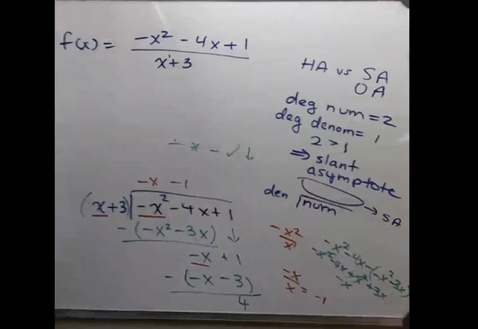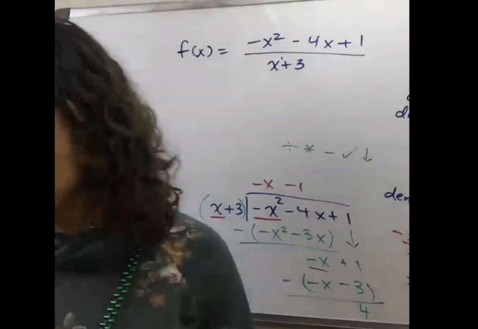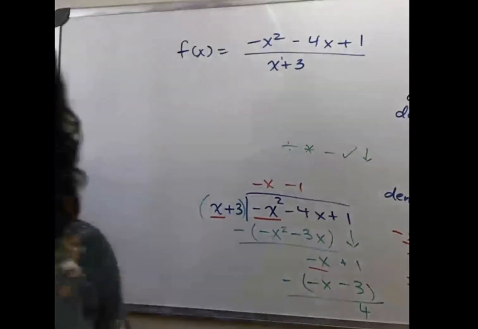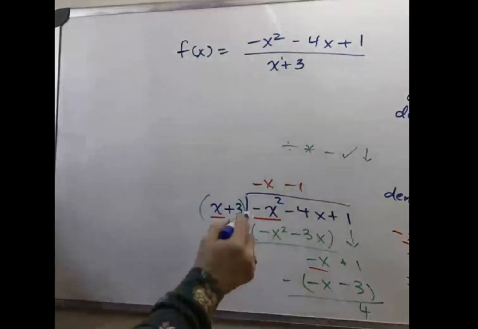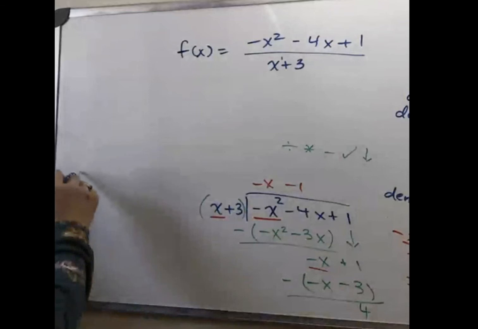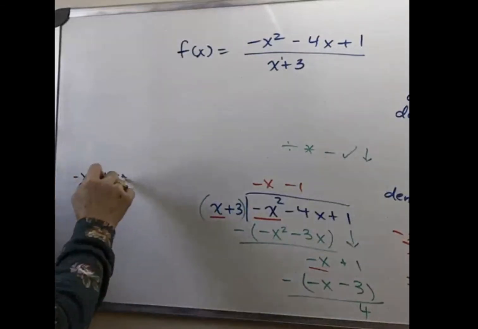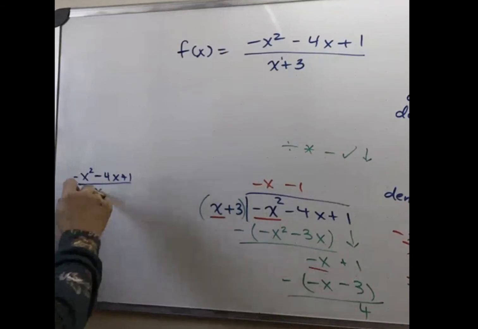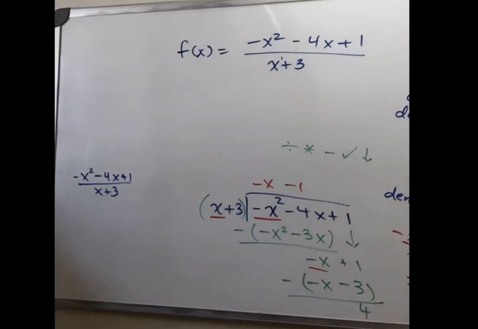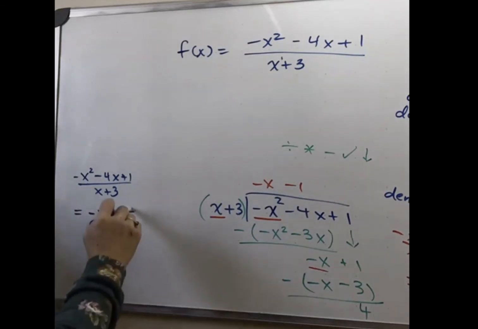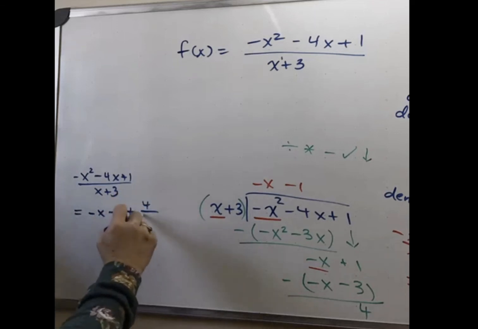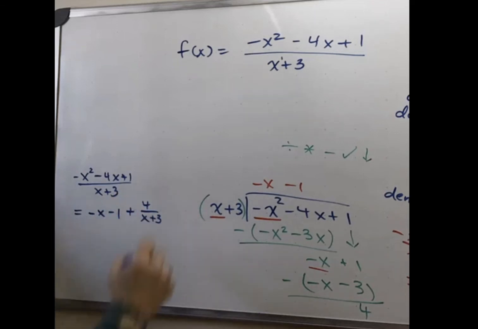So let me show you a little bit of extra stuff that you don't need to do in case you care. So I know that negative x squared minus 4x plus 1 divided by x plus 3, the answer to that division problem is negative x minus 1 plus 4 divided by x plus 3.